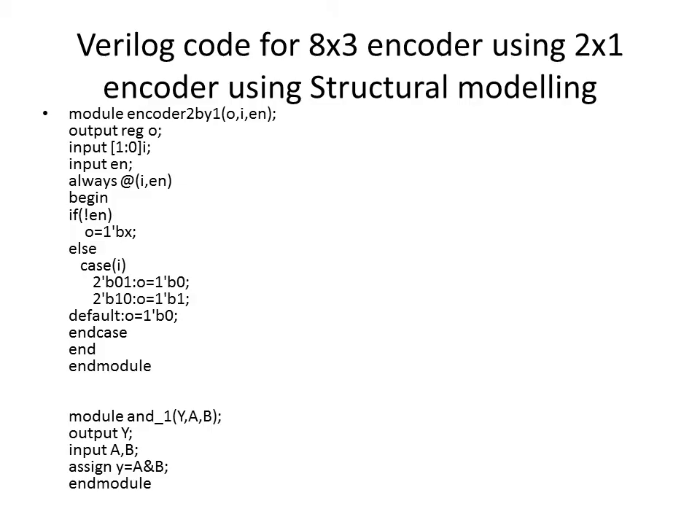Octal to binary encoder. Here there will be 8 input lines and 3 output lines. When enable input is 0, the output is unknown. When enable input is 1, the binary code corresponding to the input signal will be produced at the output. So this is the truth table of the octal to binary converter.